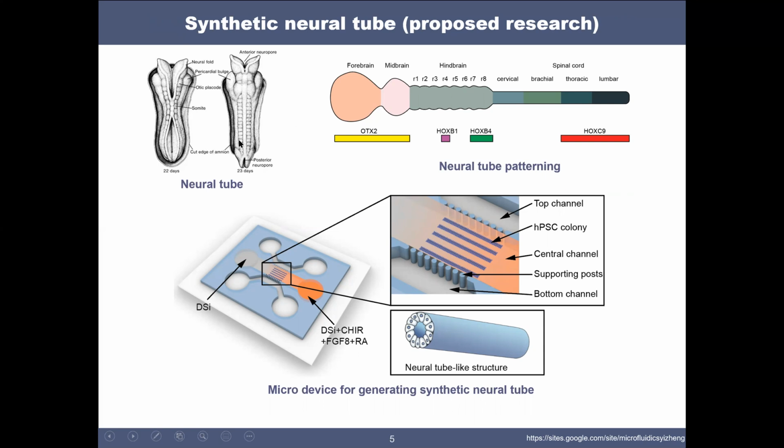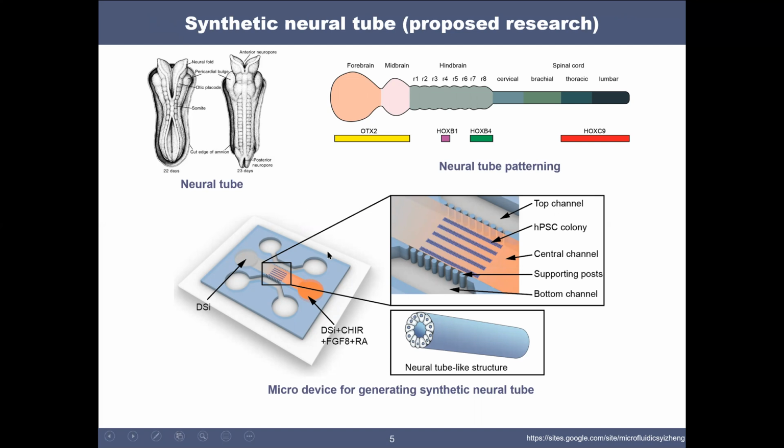The mammalian central nervous system arises from a neural tube. The patterning of the neural tube is critical because it defines the specialization of different regions of the future brain and the spinal cord. In this schematic, it shows the early regionalization and the key markers of different regions of the neural tube.